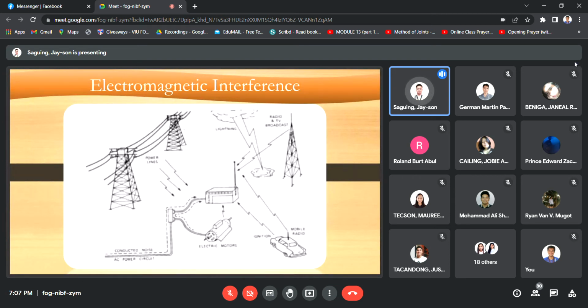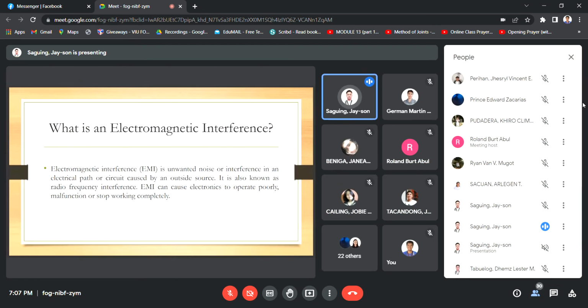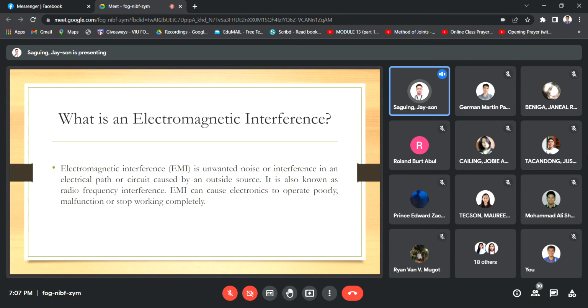I'm going to discuss electromagnetic interference. So what is electromagnetic interference? Electromagnetic interference, or EMI, is unwanted noise or interference in an electrical path or circuit caused by an outside source. It is also known as radio frequency interference, or RFI. EMI can cause electronics to operate poorly, malfunction, or stop working completely.